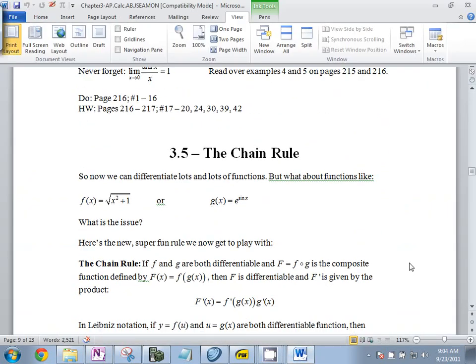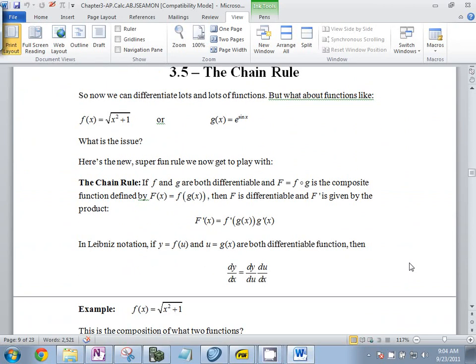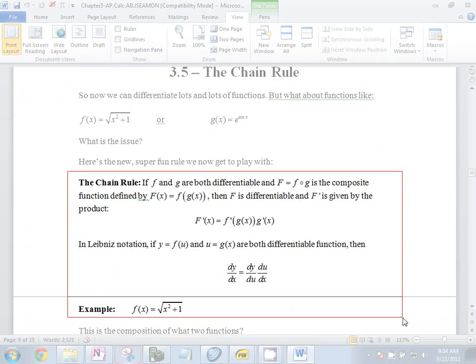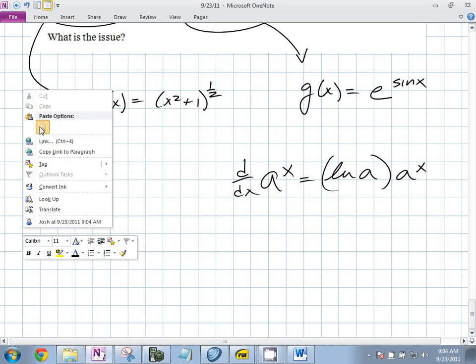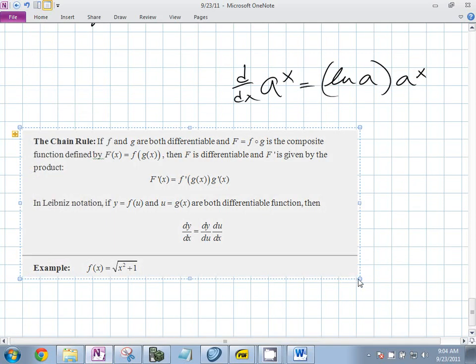The chain rule. If f and g are both differentiable, what does that mean? They both have known derivatives. And f composed g is the composite of the function. Remember composite functions? You plug one function into the other?